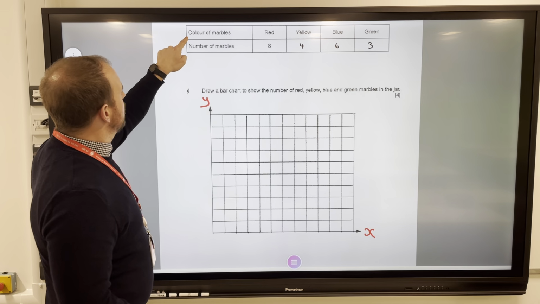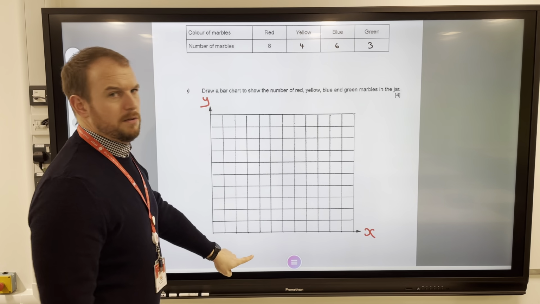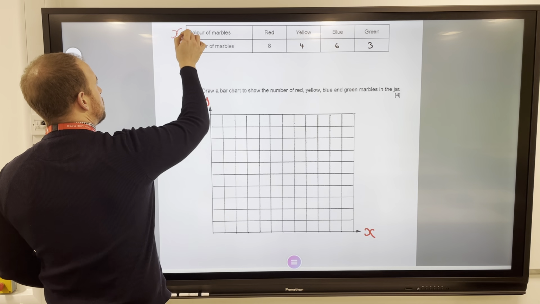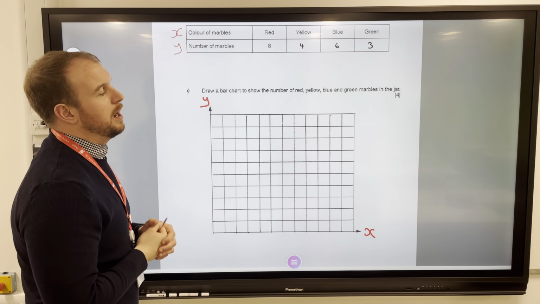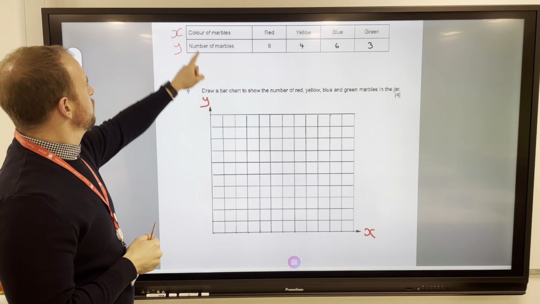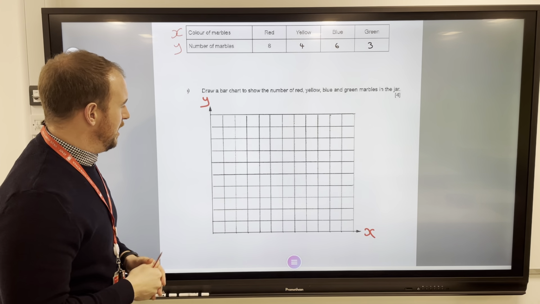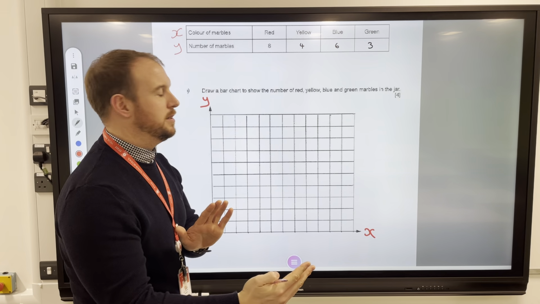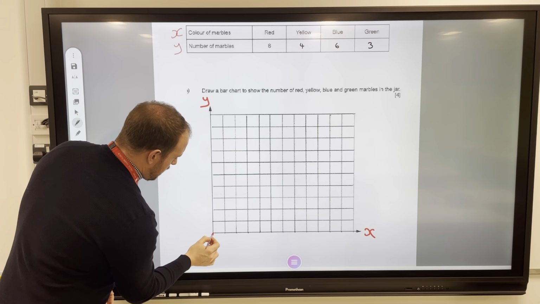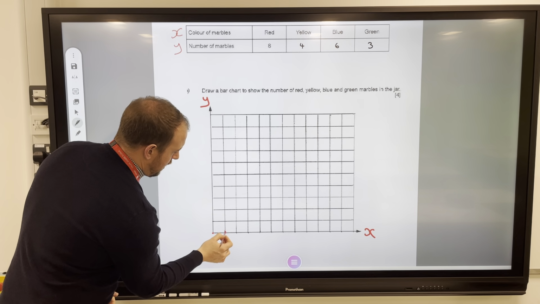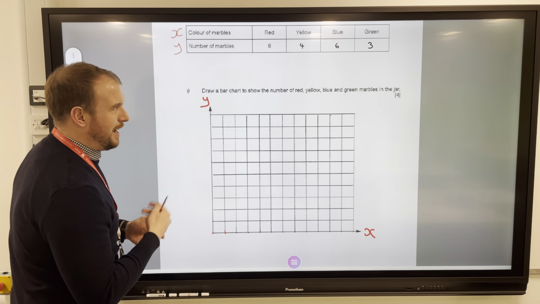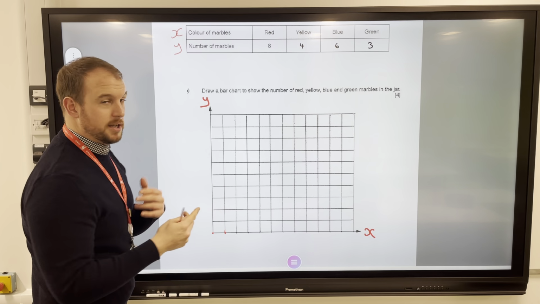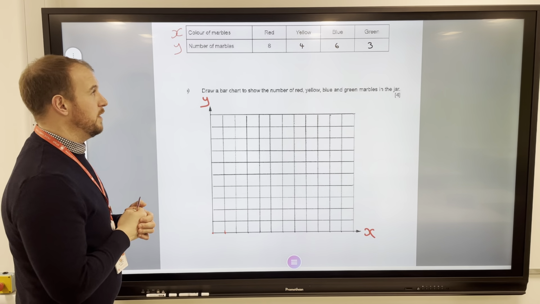So we have colour of marbles. Well, this is going to be on our x-axis. So I'm going to put an x here just to show you, and then this one's going to be our y-axis. Colour of marbles, red, yellow, blue and green. Well, as it's discrete data, we have to have gaps between the bars. So starting here, we're going to have a gap, and then looking at the squares, I've got enough for 2 squares for each colour. Doesn't have to be, but I think it's going to look really nice.